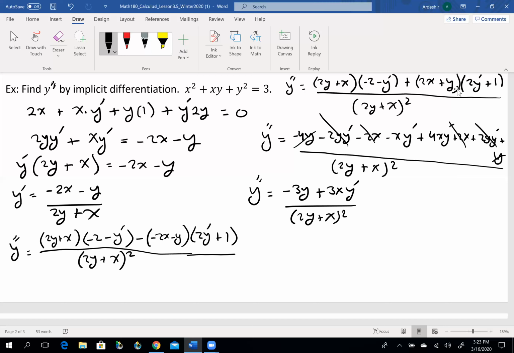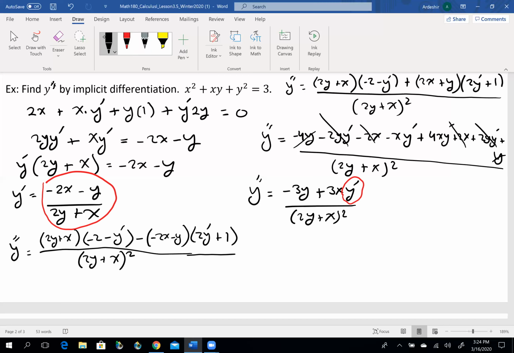G. So this is y double prime, but look, one of the variables actually is y prime, and we already know the y prime that we found previously about 10 minutes ago, that is negative 2x minus y over 2y plus x. So I'm going to replace y prime with negative 2x minus y over 2y plus x.